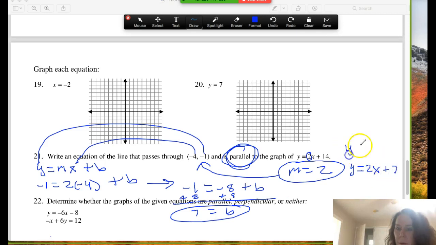So remember, put it in this form, y equals mx plus b. Your m was 2, your b was 7. So anytime you're asked to write an equation, what you need to know is your slope and your y-intercept, and you can write any equation. You knew your slope, you had to use this point and your slope to get your y-intercept.